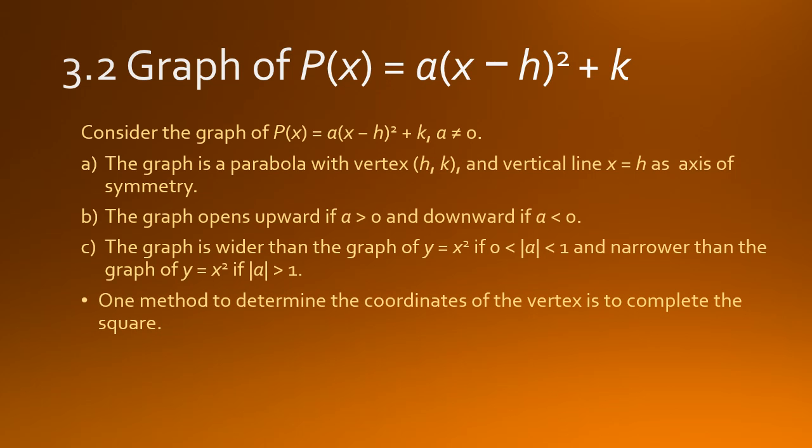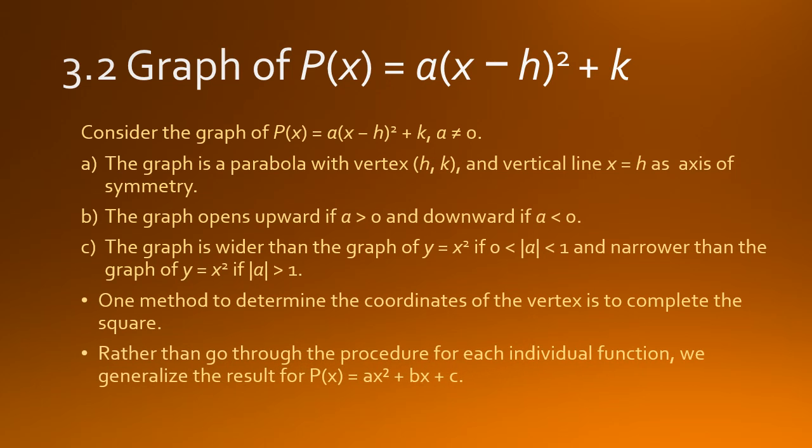One method to determine the coordinates of the vertex is to complete the square, which is what we just did. But rather than go through the procedure for every function, we can actually generalize the result for p of x equals ax squared plus bx plus c. So what we're going to do is look at what we get when we take just this general form with the a, b, and c in place and complete the square using it.